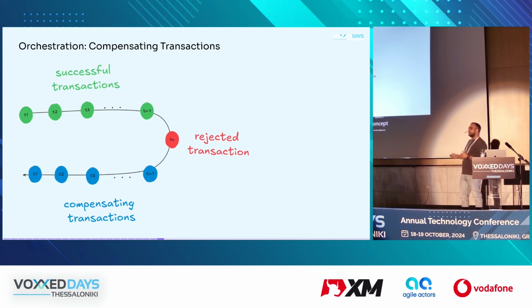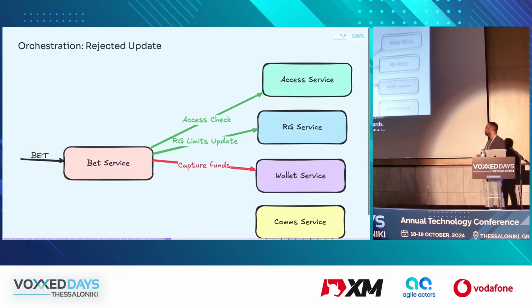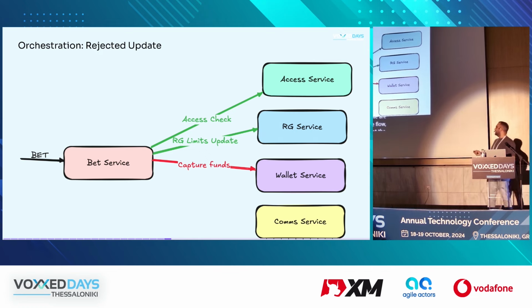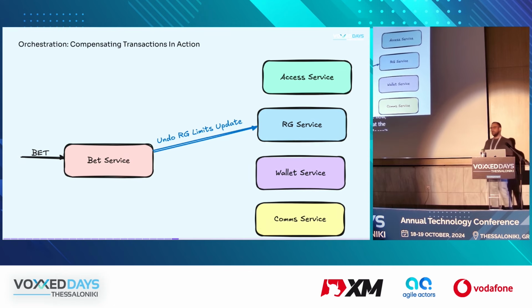Now, given a series of successful requests, if one gets rejected, what we need to start doing is going backwards. We can't roll back. There's no global transaction. We need to start going backwards and undoing the changes we did in the form of compensating requests. So if we look at this in further detail, the access check passes, so does the RG limit update, but the user doesn't have enough balance. So what the orchestrator ought to do is start going the flow backwards to undo what it successfully did. In this case, like I mentioned, the only state altering, the only mutating request was the one made to the RG service, so it performs an undo request to that. Had the request to our access service been state altering as well, this would be the next step in our flow.